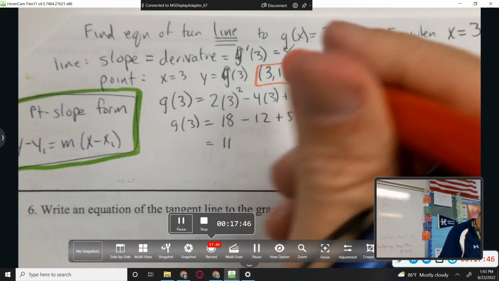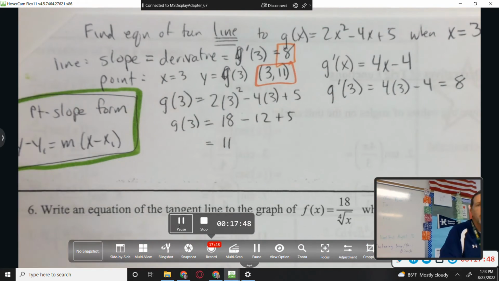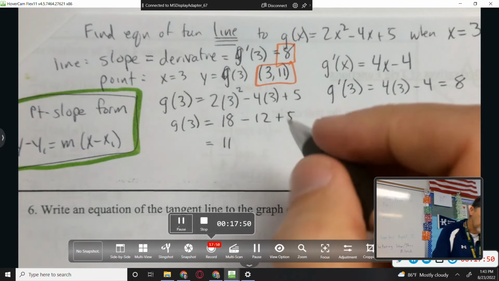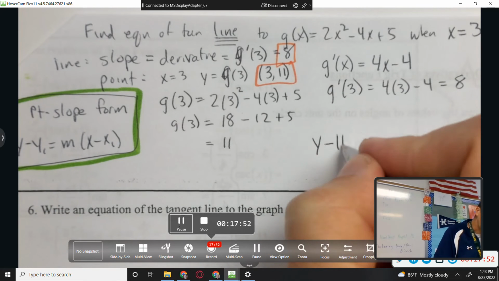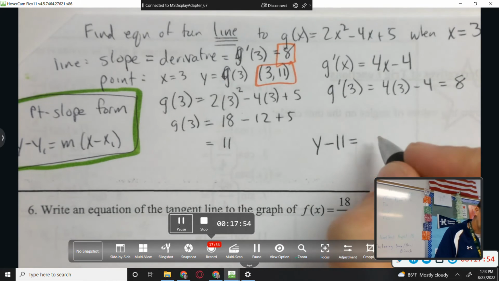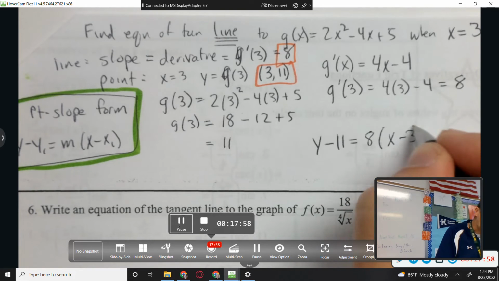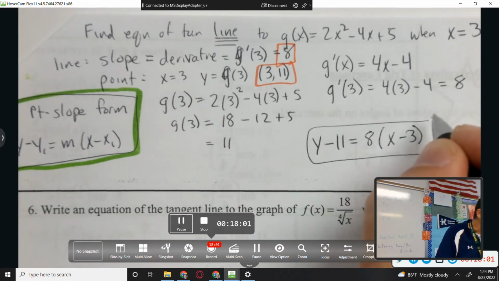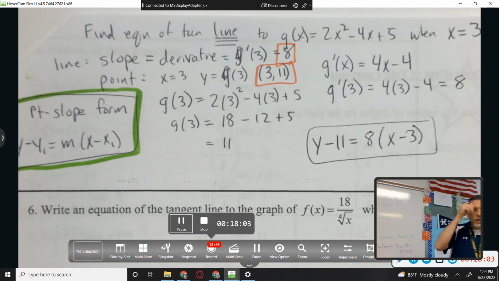So I've got my point and my slope. Now I'm ready to go. So y minus 11 equals slope 8 times x minus 3. And you can leave it in that form. You do not have to solve for y. You leave it in that form.